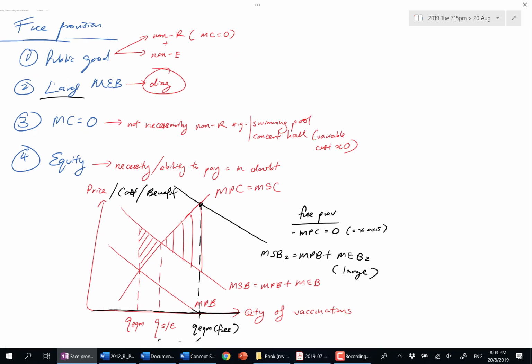Okay? Now you see, the subsequent discussion will question our understanding of the fundamentals. Okay, later I'll tell you what I meant. But so in this case, okay, free provision is necessary. So MEB is very large. You follow that?